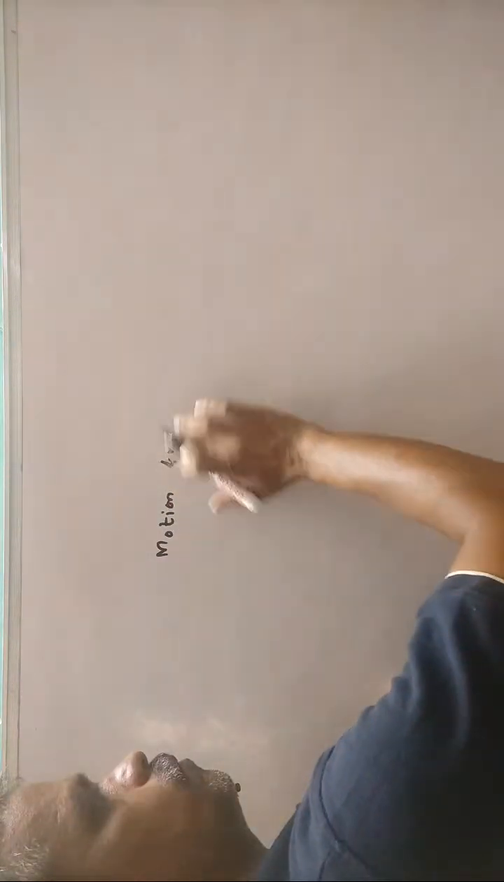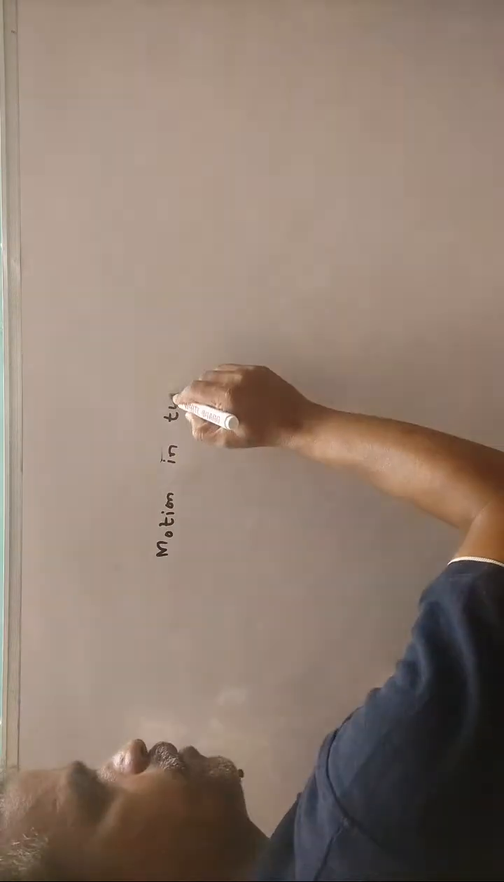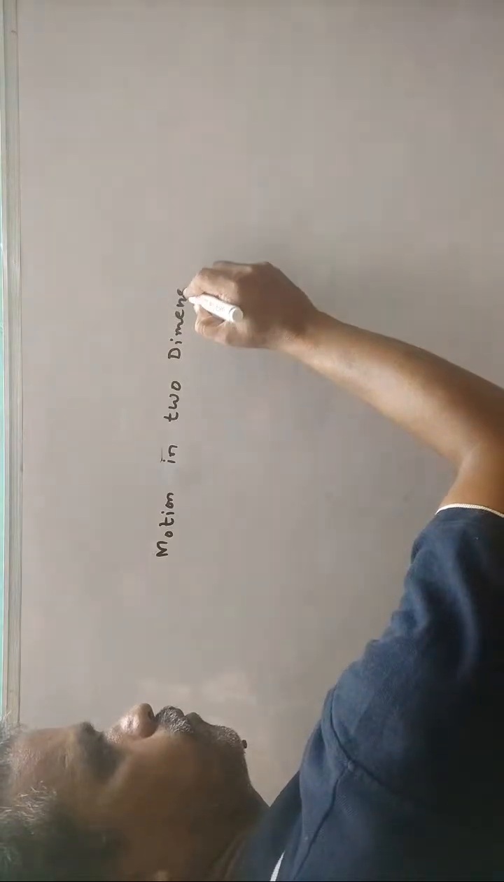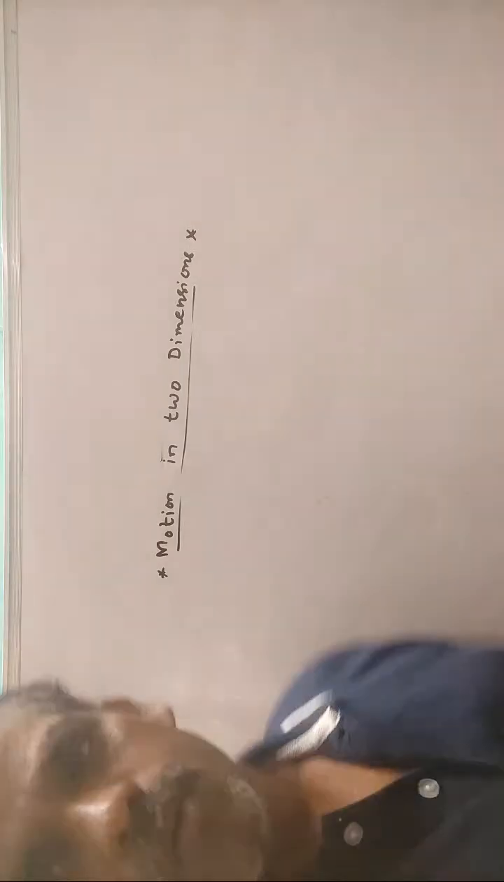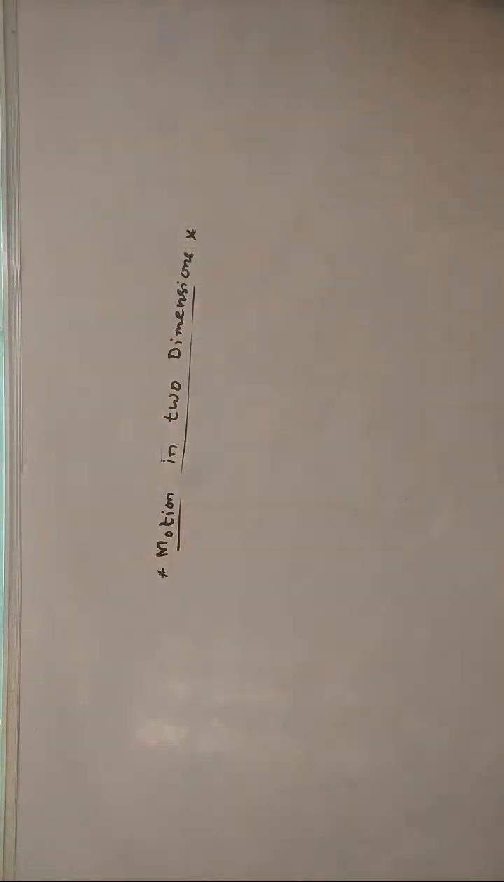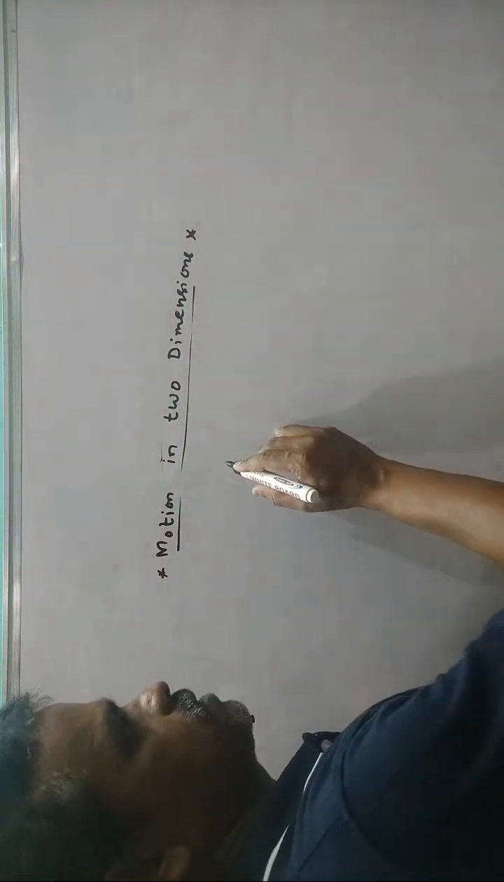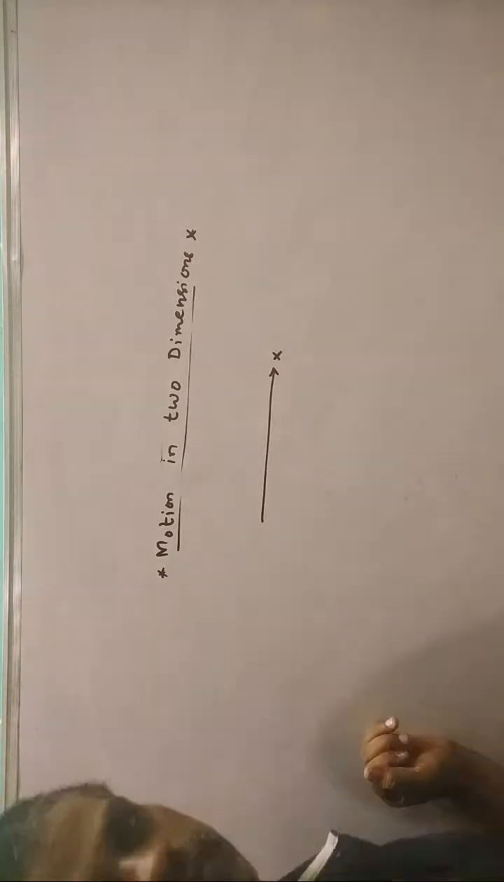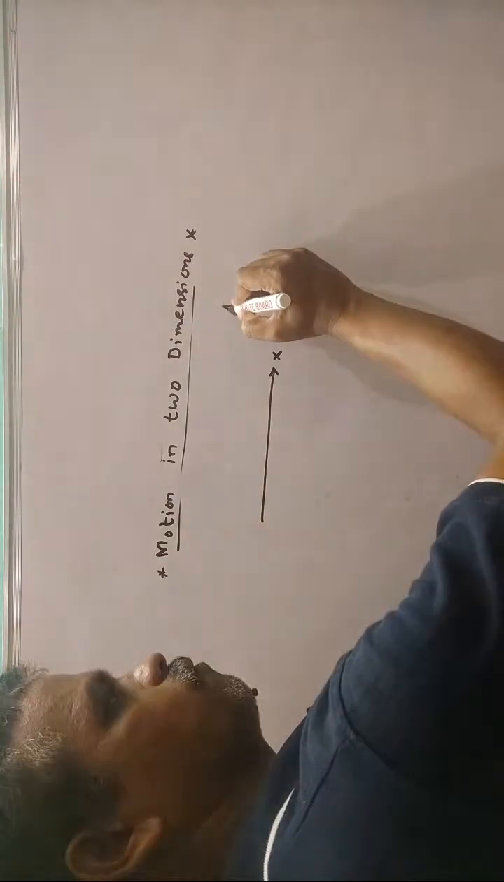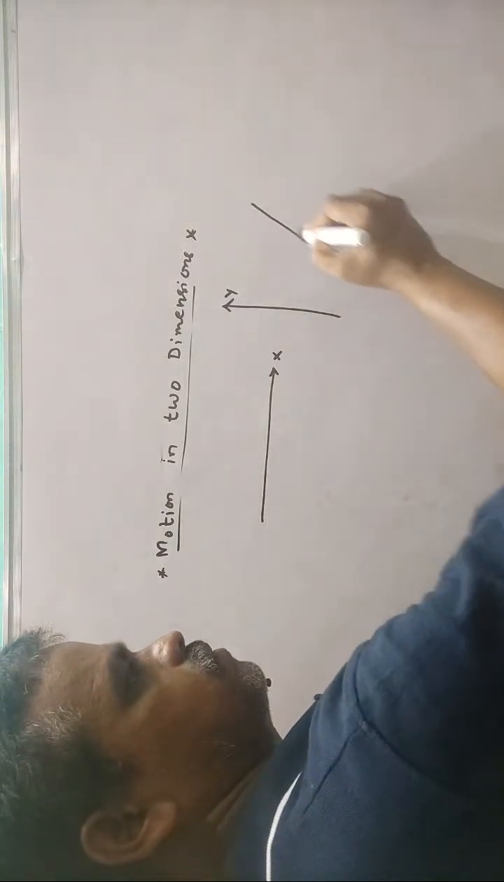Motion in two dimensions. See, up to now we discussed motion in one dimension, that is along x direction, otherwise along y direction, otherwise along z direction.